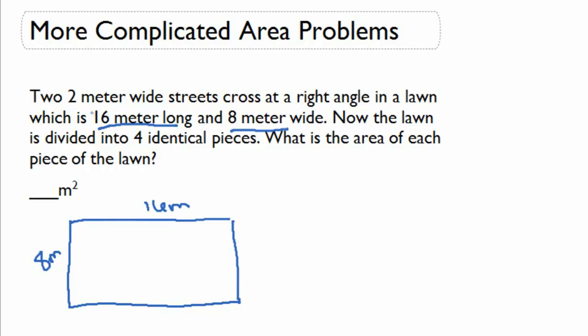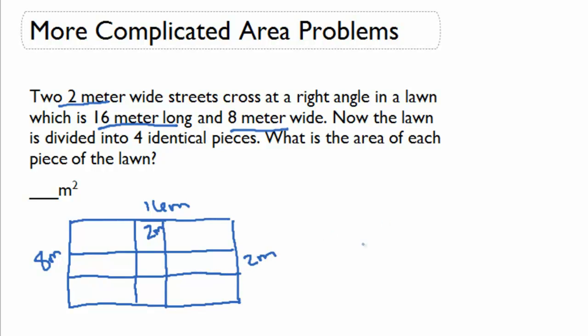Now, we have two 2-meter wide streets that cross at a right angle in the lawn. So I'm going to have one street that comes down like this, right in the middle of my 16, and that's going to be 2 meters in length here. And then again across here, I'm going to draw another road that's going right through. And that again is going to be 2 meters. Now, our 4 different pieces of lawn are these right here. We have 4 separate pieces here.